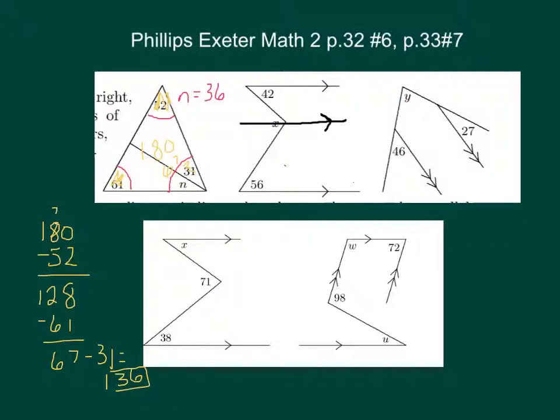And by doing that, I created alternate interior angles here, which means that this is 56, and I'll use a different color here, a little blue, and here. So that means that this angle is 42. Now we can add these two angles together.